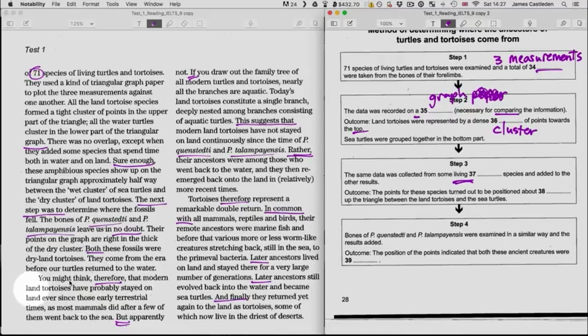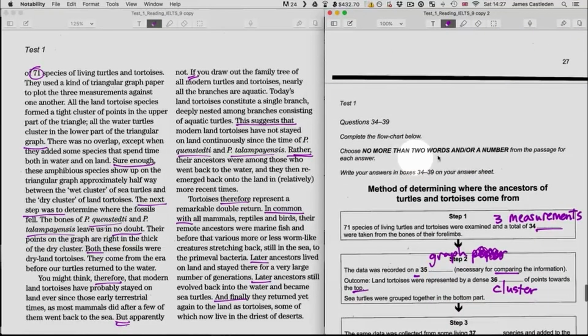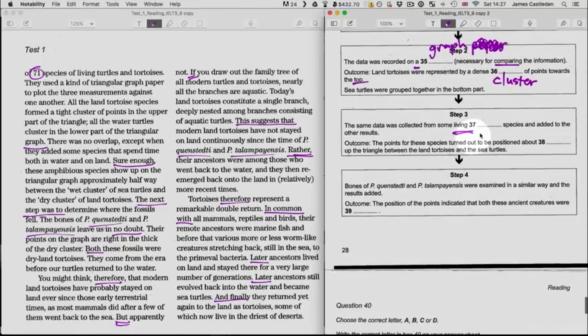You might think that modern land, so modern living, lands have probably stayed on land ever since these terrestrial times, as most mammals did. But apparently not. If you draw out the family tree of modern turtles, nearly all branches are aquatic. From living, how many can we put? No more than 2 words and or a number. Some living.